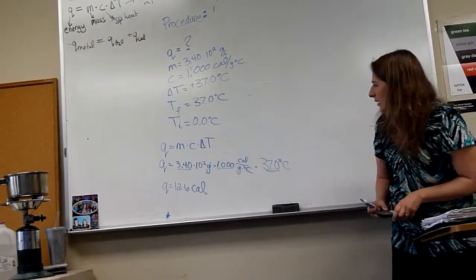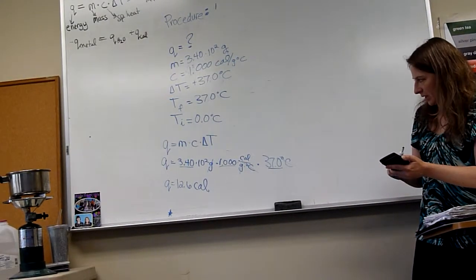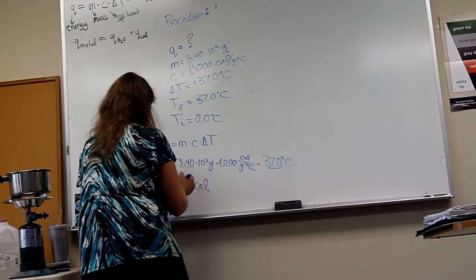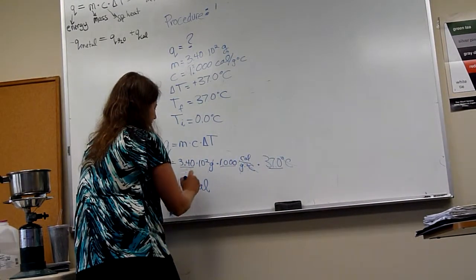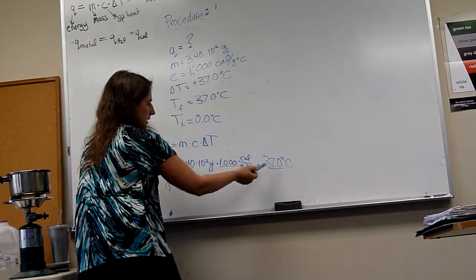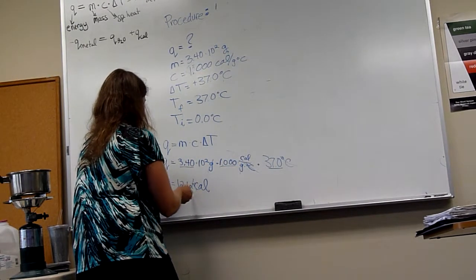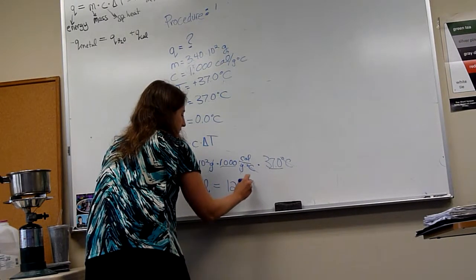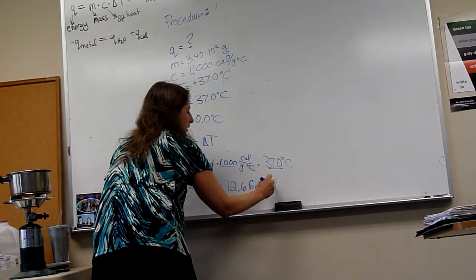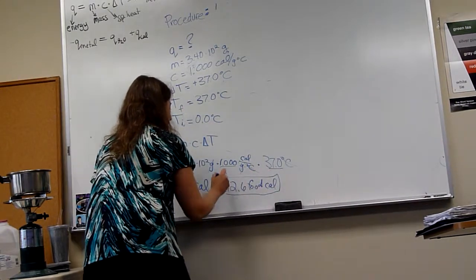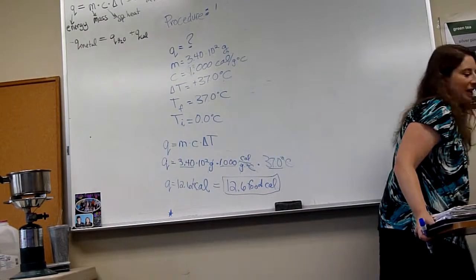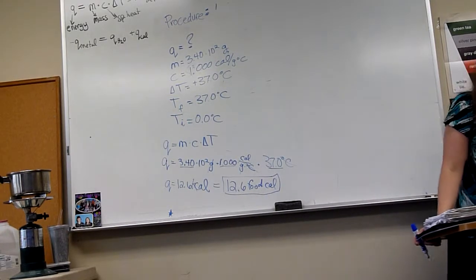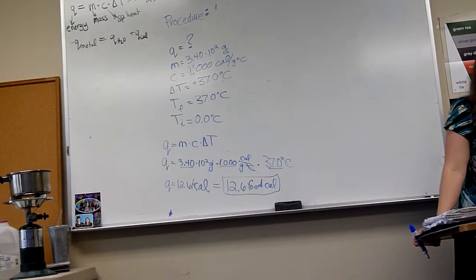Actually, what do we get here? 340 times 37. Actually, this would be 12.6 kilocalories, because 340 times 1 times 37 gives you 12,600. So it really would actually be 12.6 food calories. So with 12 calories, you could drink a giant cold glass of water and eat an M&M and even it out. So, you know, if it's worth it.